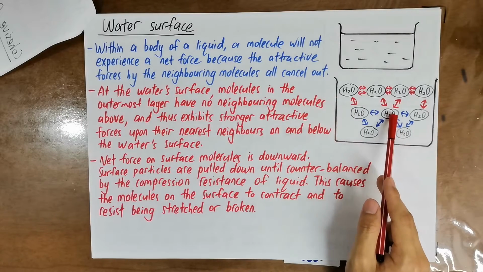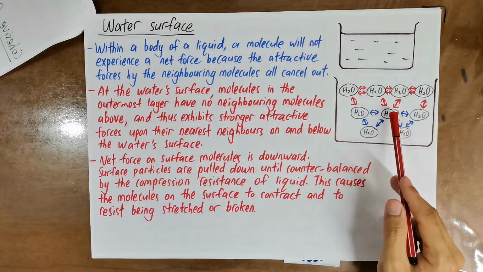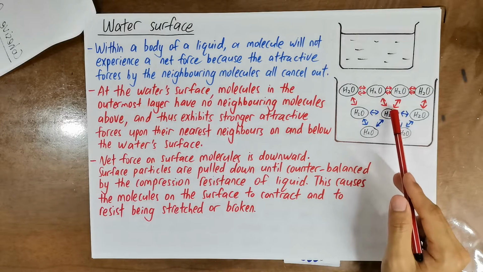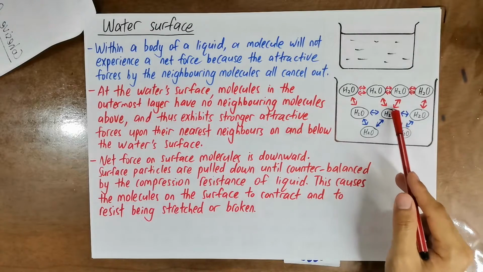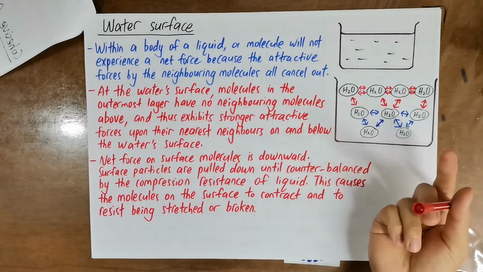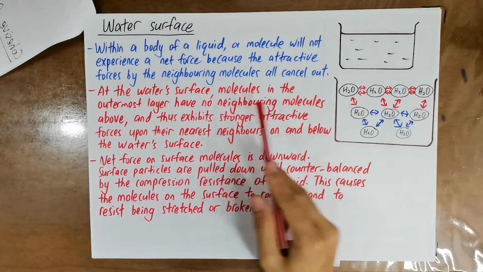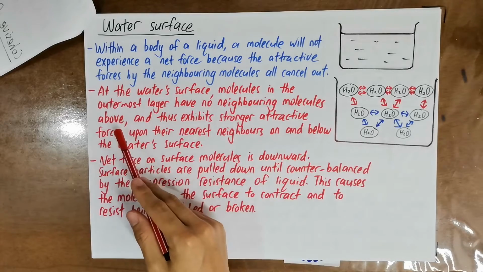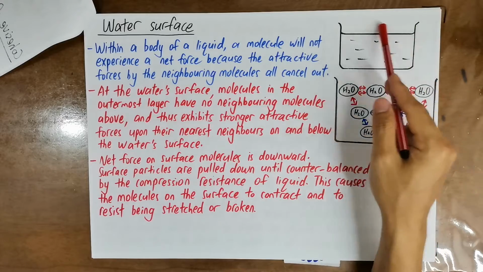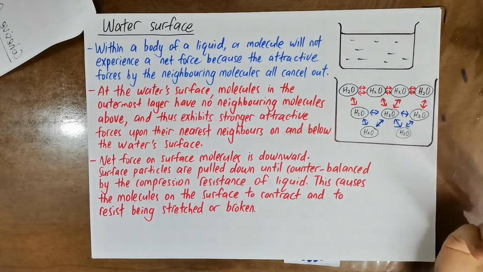So you see this one. When the water molecule is within the liquid, it has hydrogen bonds with its neighbors in all directions, so the net force on this water molecule is 0. At the water surface, molecules in the outermost layer have no neighboring molecules above. Above the surface of water, you only have air. You don't have any other water molecules anymore.